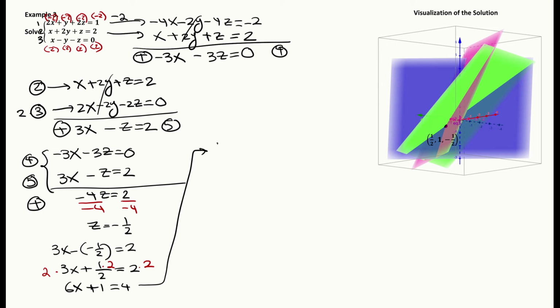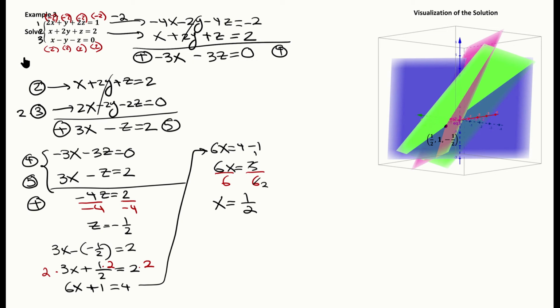So I get 6x equals 4 minus 1, 6x equals 3. We're going to divide both sides by 6, and we're going to end up with x equals 1/2 after we do the reduction here. All right, so now we have x, we have z, and we're going to get y from one of these three equations. Let's go ahead and go with that last equation.